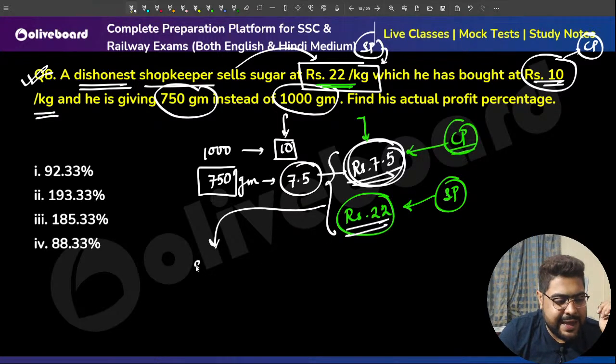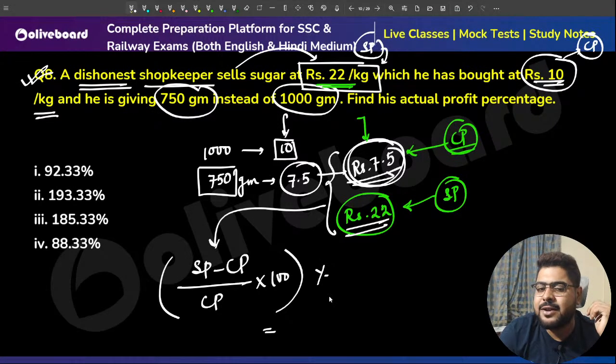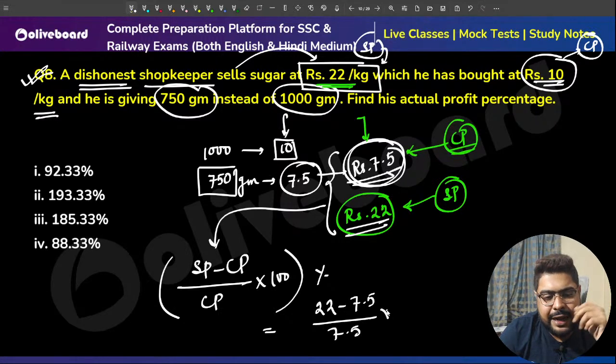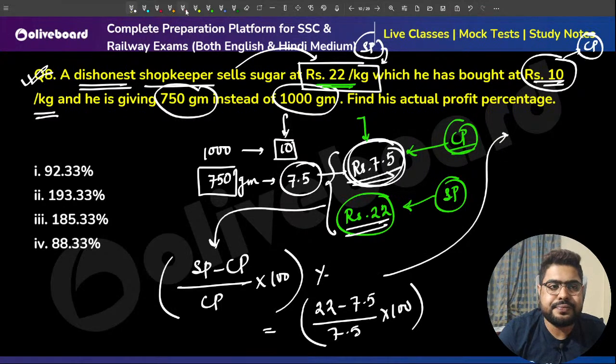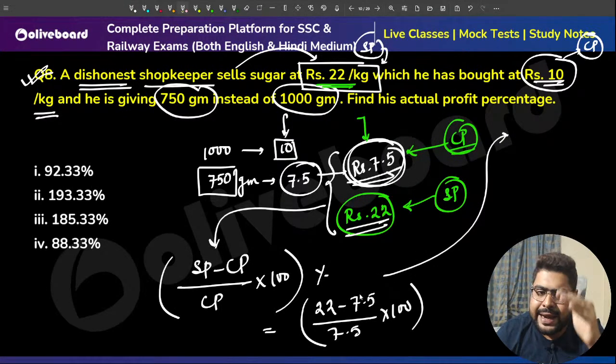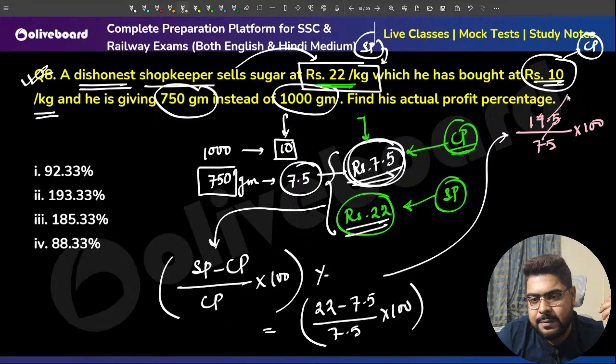So profit percentage is SP minus CP by CP into 100. Everybody knows this, right? Put down the values: 22 minus 7.5 by 7.5 into 100. So let's do the calculation. 7.5 means from 10 to 12, like 22 is 12. 7.5 means 2.5 more. So 12 and 2.5 means 14.5. Out of that, 7.5 into 100. Not 75, 7.5.